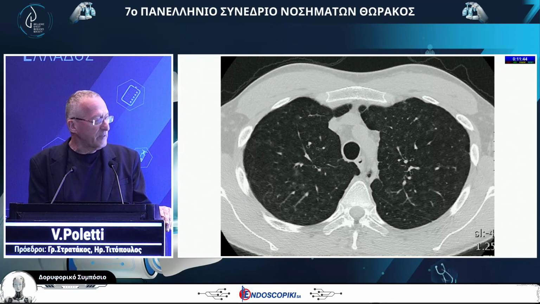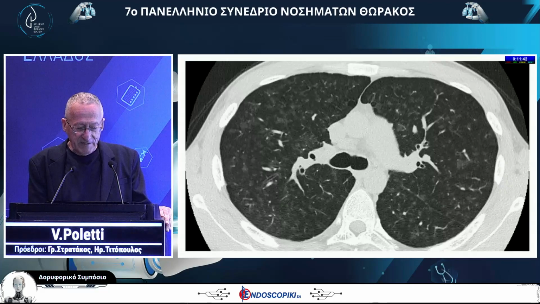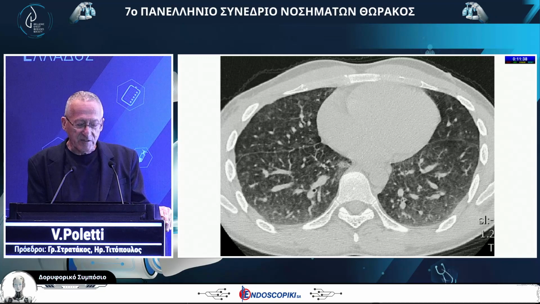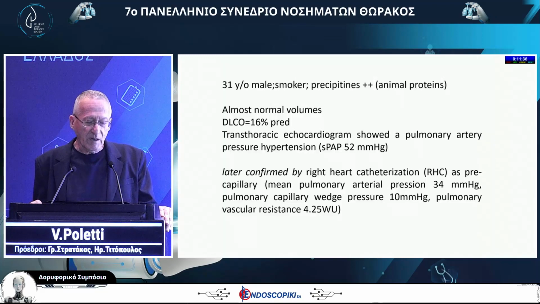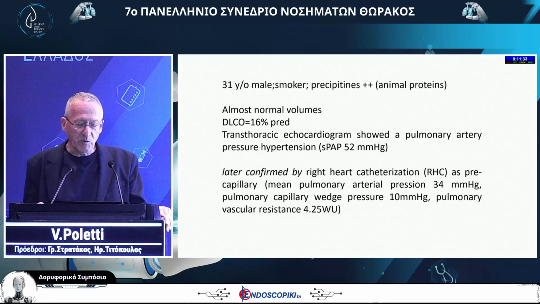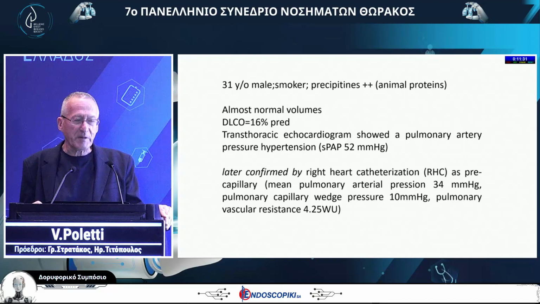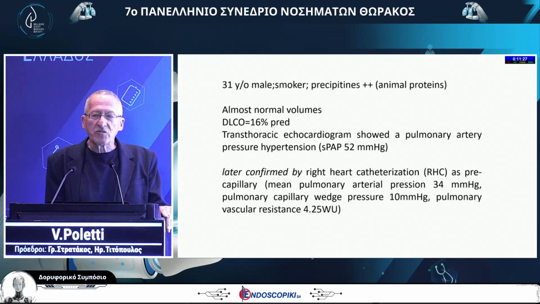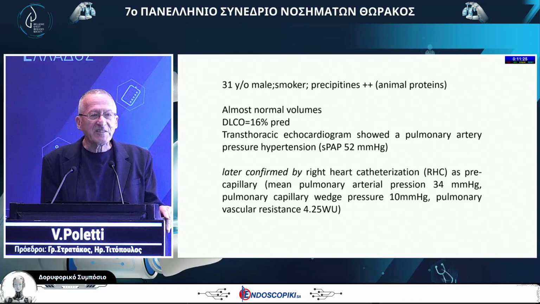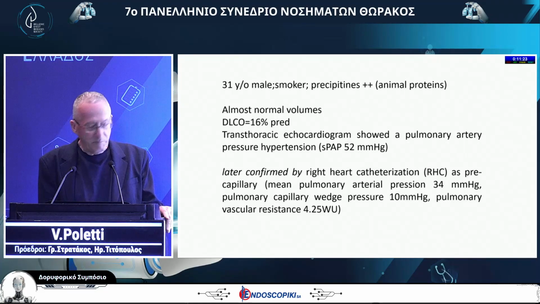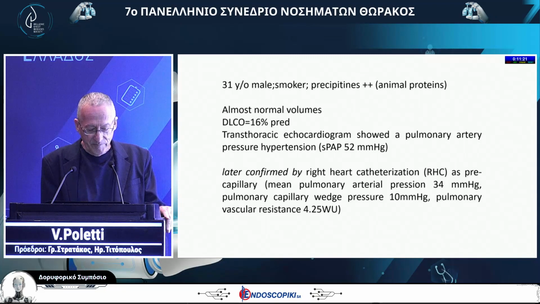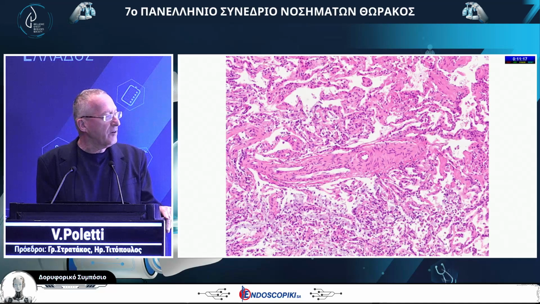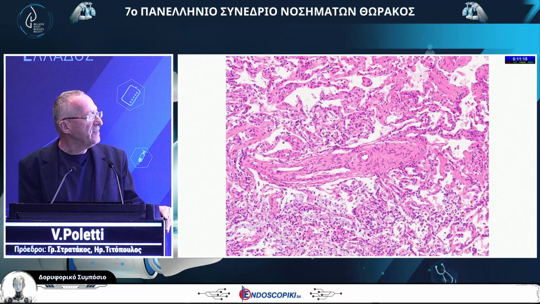This is a patient with ground glass opacities, centrilobular nodules, no air trapping. He was a 31-year-old male smoker with positive precipitins and a professional exposure, almost normal volumes, but the DLCO was 16%, and pulmonary hypertension. BAL was not diagnostic, and we performed cryobiopsy. And this is the diagnosis.